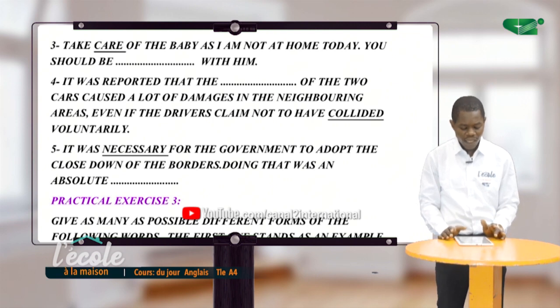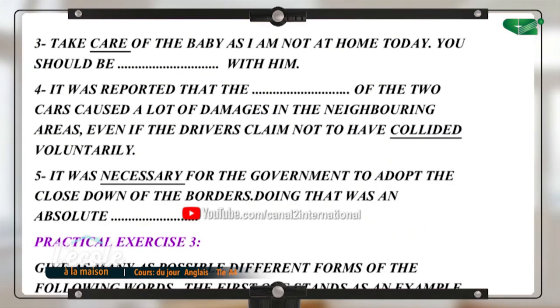Number 4. It was reported that the (collide) of the 2 cars caused a lot of damages in the neighboring areas, even if the drivers claim not to have collided voluntarily. We are in the context of an accident whereby 2 cars collided.